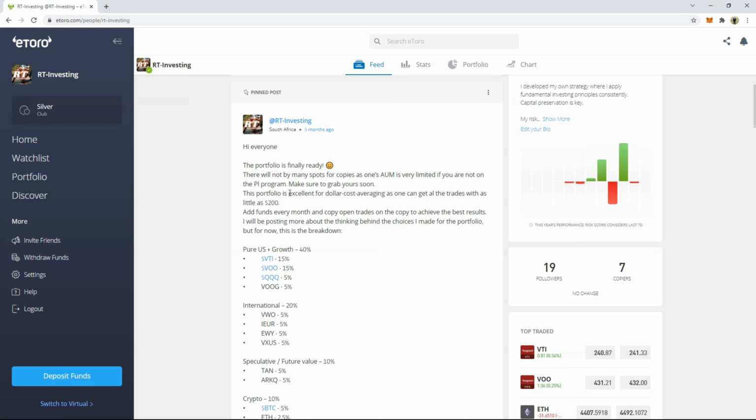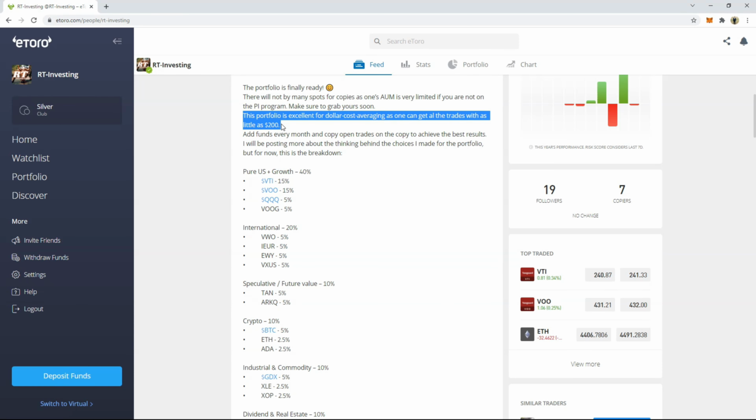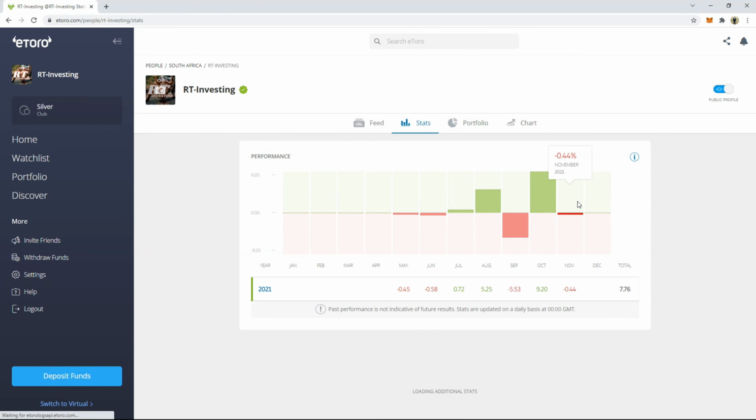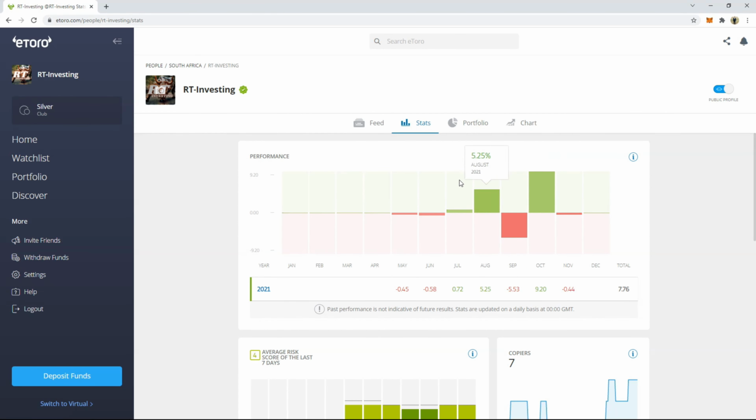And like I said, this is a portfolio that is built for dollar cost averaging. You can dollar cost average into all of these markets at the same time with as little as 200, which is also the minimum on eToro. All right, so the portfolio is up 7.7% for the year. You can see that I started the portfolio in May and then opened most of the trades in June. And you can see that it's quite correlated to the market, as 40% is in pure US stocks, so it would kind of follow that trajectory.